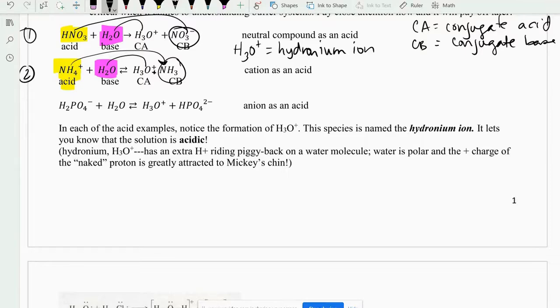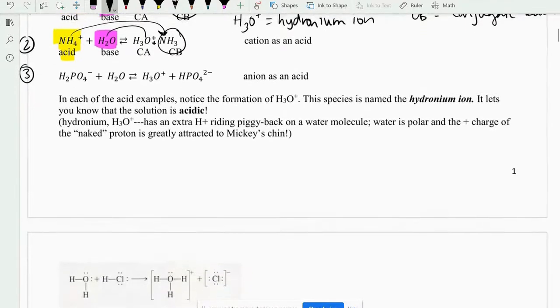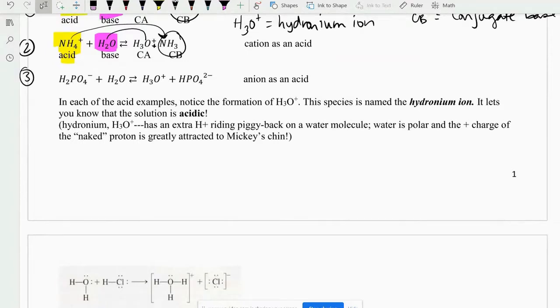One more example so you can kind of see the idea of conjugate acids and bases. We have H2PO4 minus and water. And in this particular case, we're going to result in hydronium and HPO4 2 minus. Can you identify the acid and the base here? Consequently, can you identify the conjugate acid and the conjugate base?